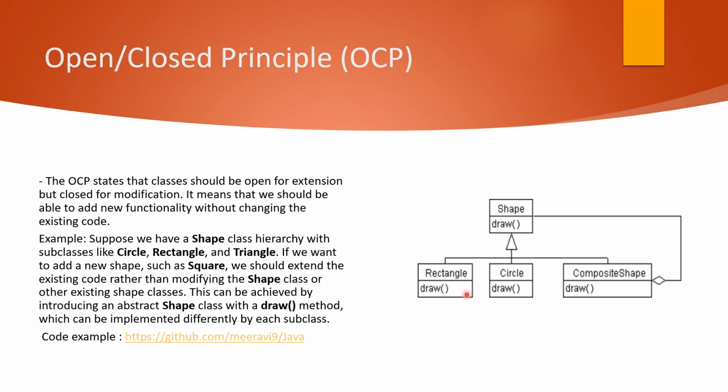If we want to add a new shape such as square, we should extend the existing code rather than modifying the shape class or other existing shape classes. This can be achieved by introducing an abstract shape class with a draw method which can be implemented differently by each subclass.